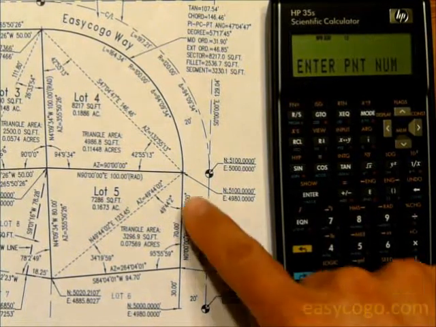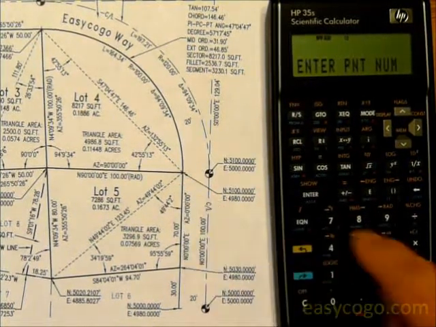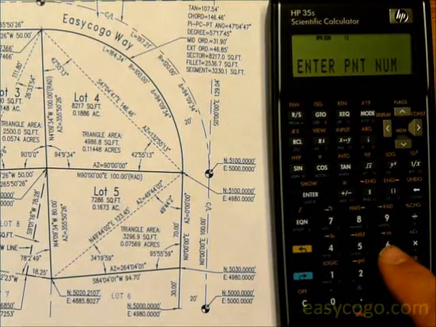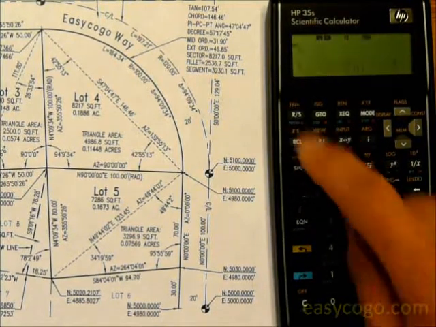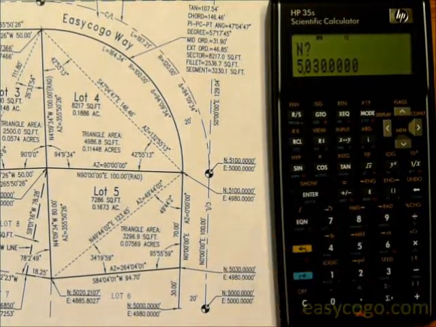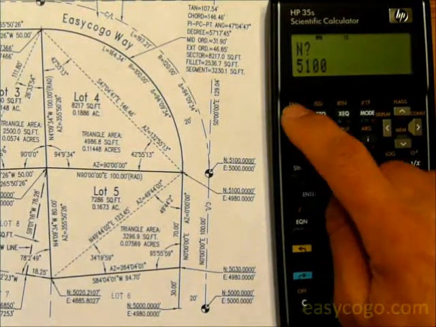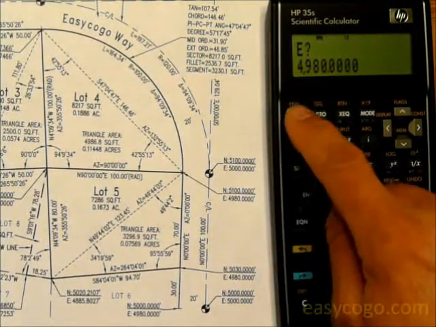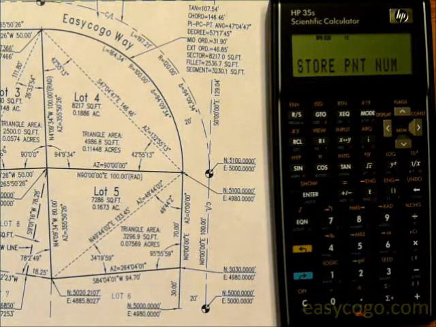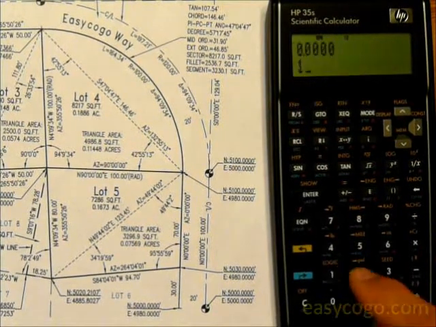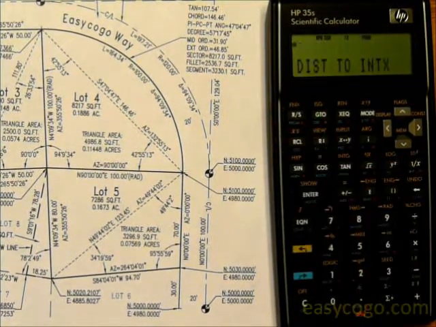Second point, enter the point number. If we had one, we could enter it now. We'll say, for example, we don't have one, so we will skip that. And we can enter the coordinates 5100 for north, east 4980, that's the same, we'll accept that. And we can store that for later use. Let's say we want to store point number 12.